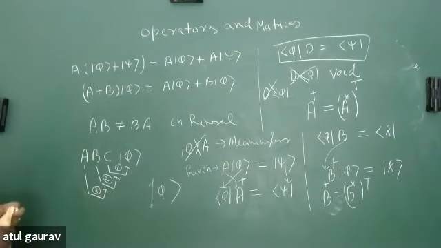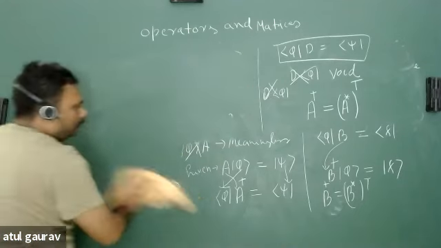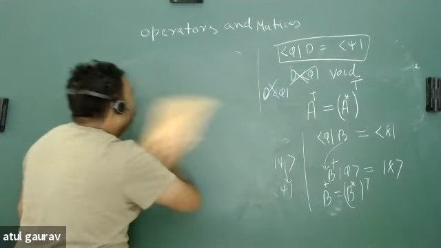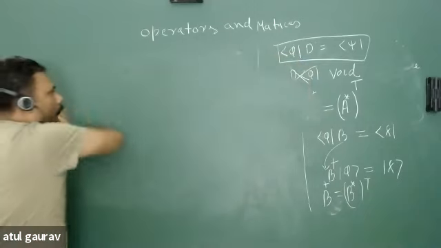So let's try to understand different properties of the dagger. One property is really very interesting, and I will also derive it. So let's try to get all these properties.